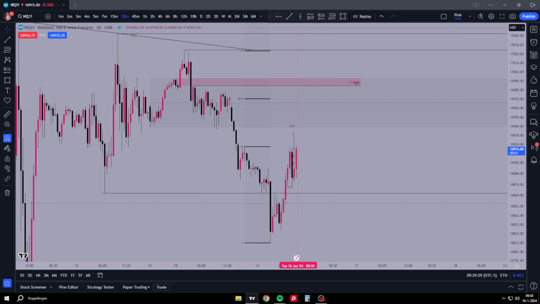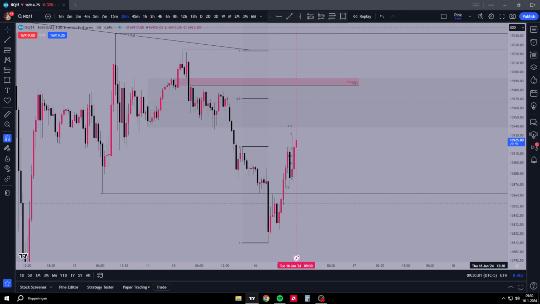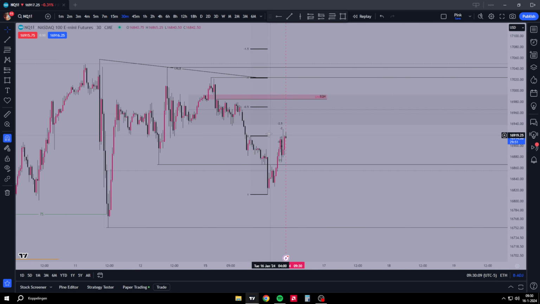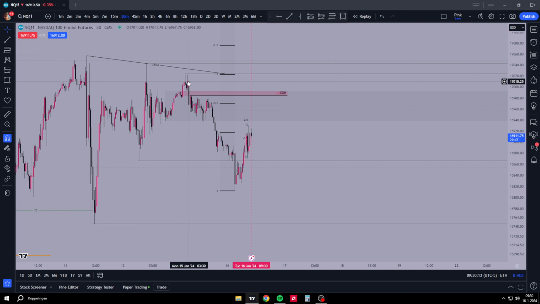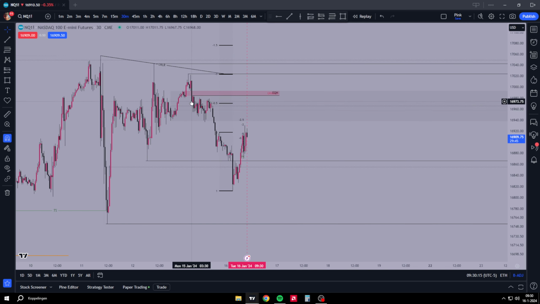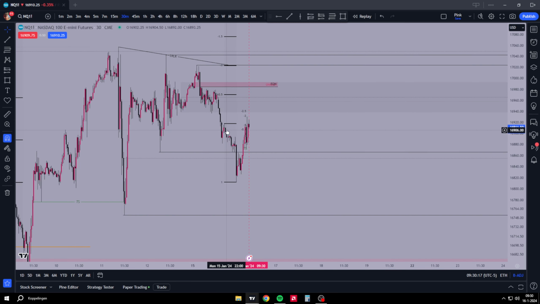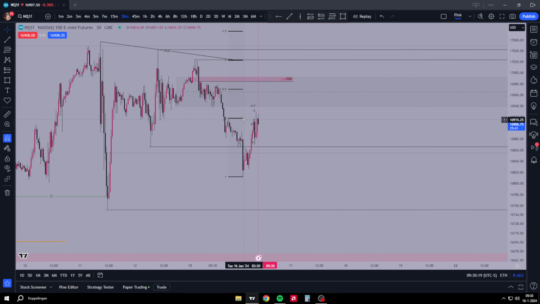Let's go look at ES. No SMT there. So there's a lot of buy side liquidity above here. So this kind of looks like a market maker buy model. Like this will be the original consolidation 1, or this will be original consolidation 1, consolidation 2, smart money reversal.